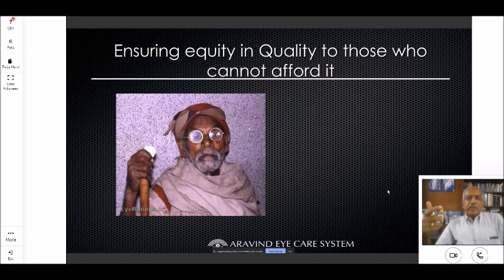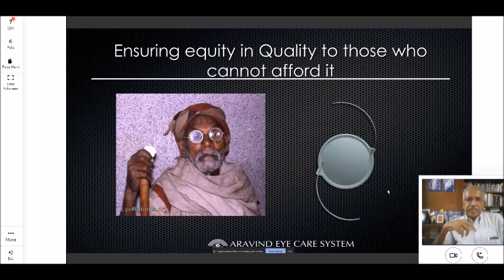So deciding that was critical, and we also recognized that good quality has to be there for everyone, regardless of paying. This became a challenge in the late 1980s when a new technology called the intraocular lens came in, the image on the right. It is a lens that you implant inside the eye when you do a cataract surgery.